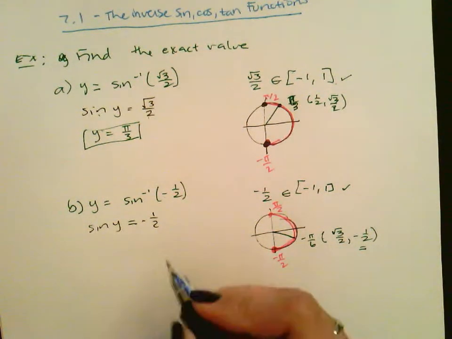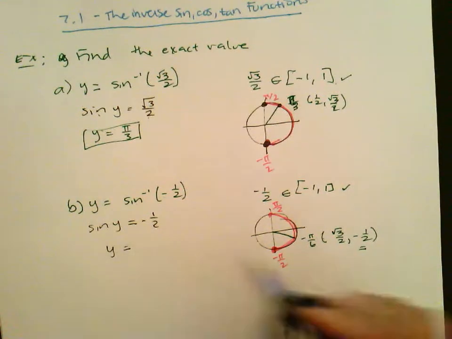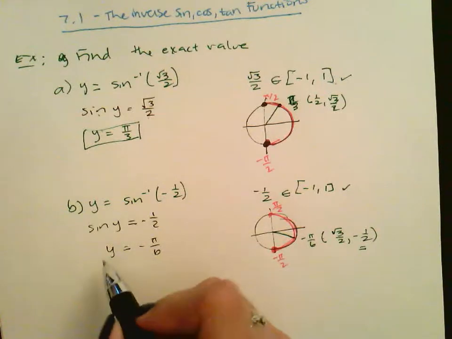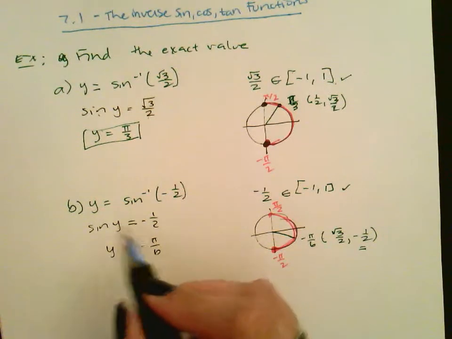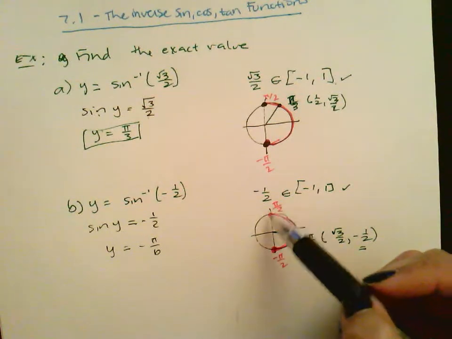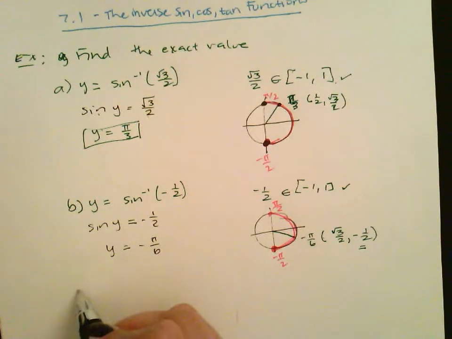So that means that for this one, y is equal to the angle of -π/6. So we want to make sure that we give our answer for the angle based on this restriction, -π/2 to π/2. Let's go ahead and try another example.